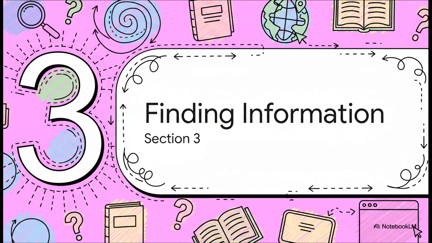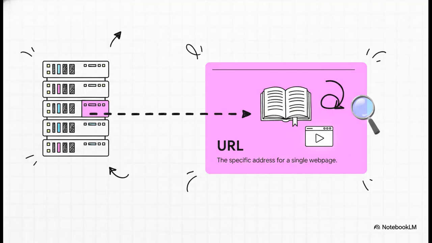Okay, so this network is gigantic, with billions of websites out there. So how on earth do we find anything we're actually looking for? This is where the URL comes in. You see them all the time. Let's go back to our library analogy. If a server is the entire library building, the URL is the super specific instruction to find one single book. It's the exact floor, aisle number, and spot on the shelf. It's a precise location for one specific thing.